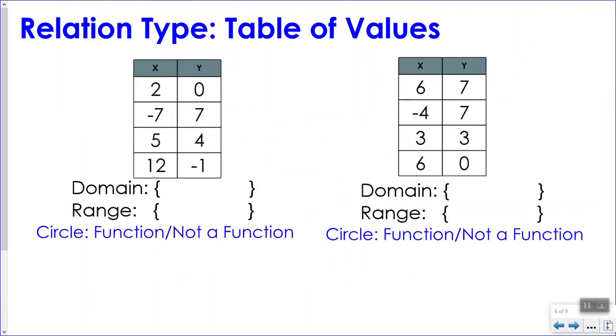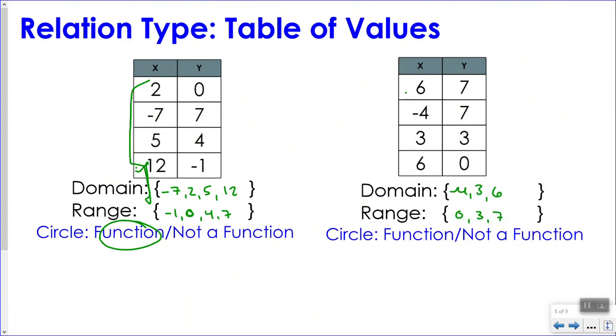Our next type of relation is a table of values. Pause the video, see if you can fill in the domain and range for the first table. If we look at our first table, I look at my x values. None of my x values repeat, so we don't have an x mapping to more than one y, so this one is a function. Pause the video, try the second one.